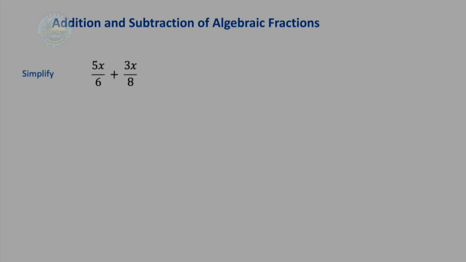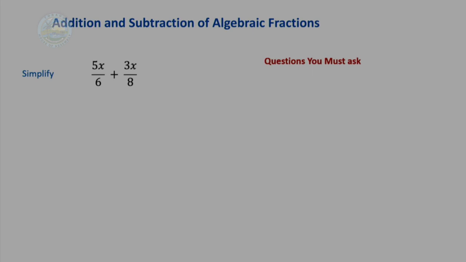So look here. Simplify 5x upon 6 plus 3x upon 8. I know for some of you, you have already recognized that the denominator from the previous problem is the same denominator I have here. So of course, the steps or the rules that I would employ are going to be the same. What questions should you ask yourself?